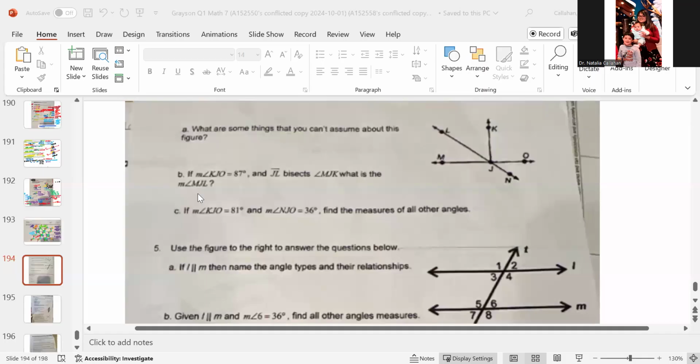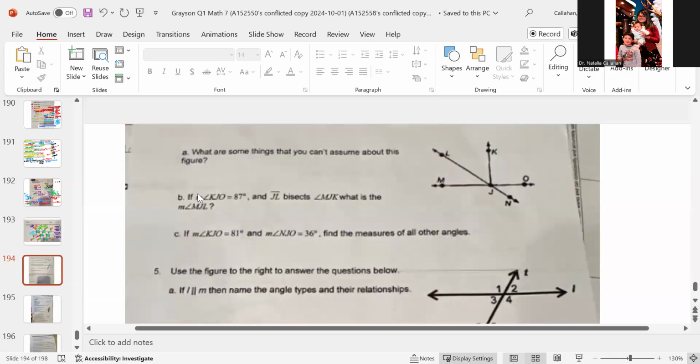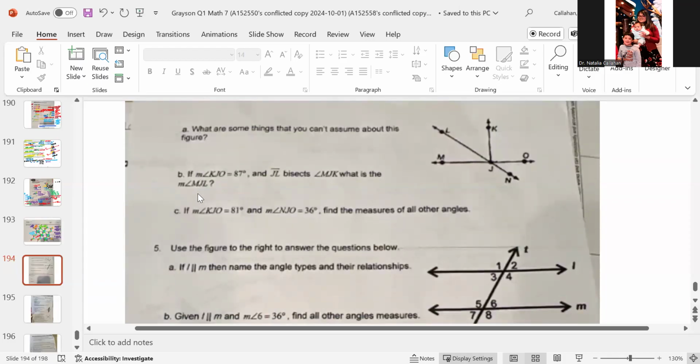Okay, so this is week one, quarter two, math 7 on geometry. All right, so one of the things that you can't assume about this figure.